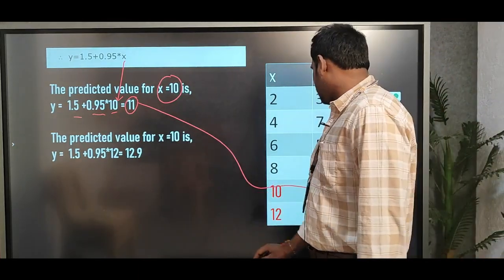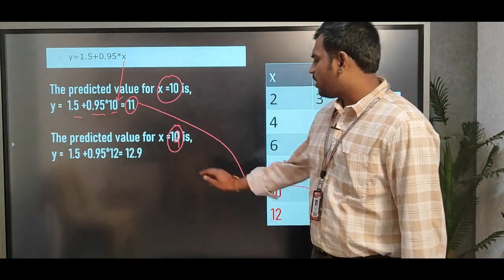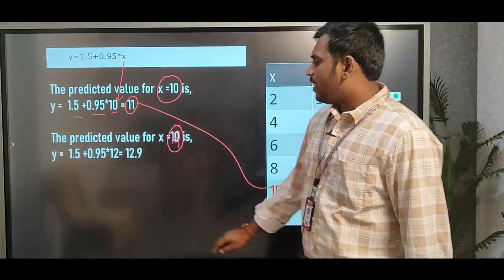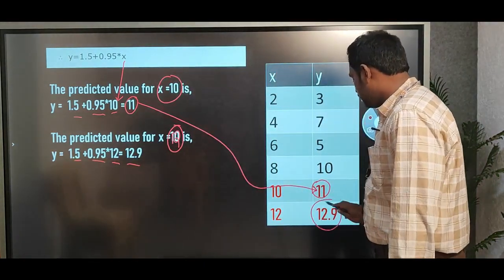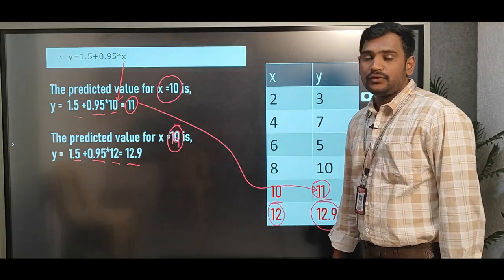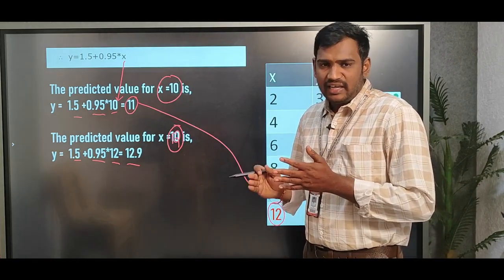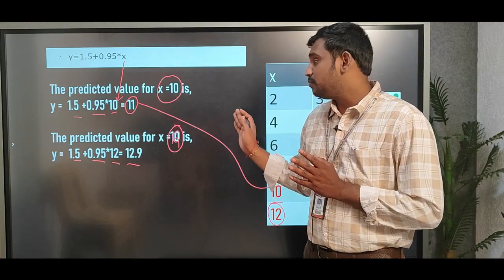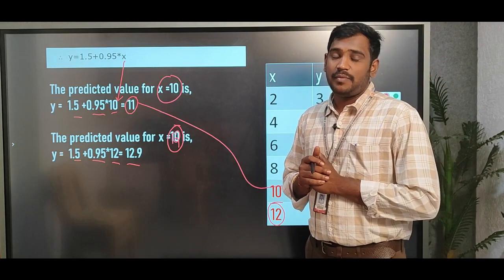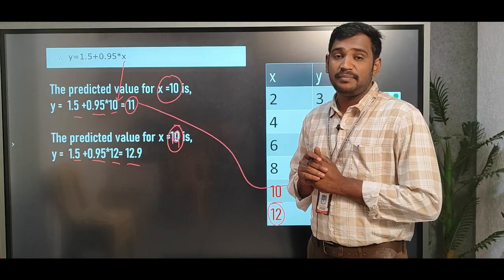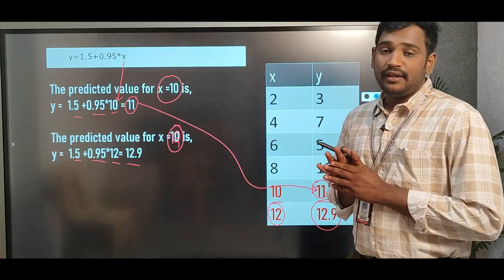The predicted value for x is equal to 12 is 1.5 plus 0.95 into 12, which is equal to 12.9. Place it here. So this is simple linear regression: y is equal to b0 plus b1 into x. By using that formula, by calculating the slope and the y-intercept, we did it all simply.